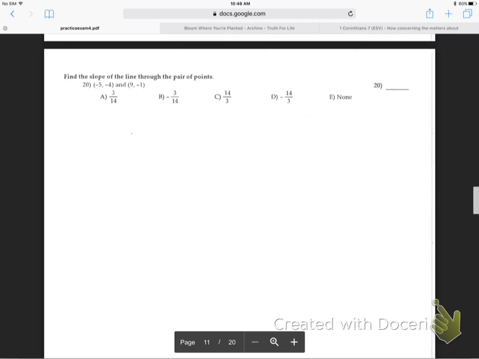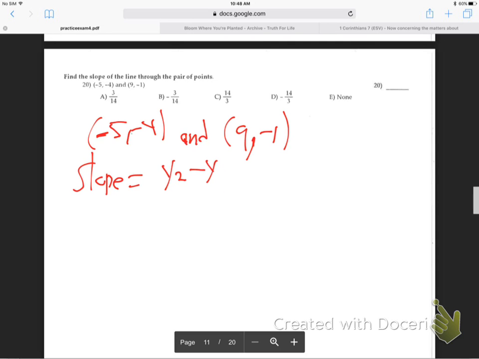All right, number 20. So -5 minus 4, and 9 minus 1. So slope, what's the slope formula? y2 minus y1 over x2 minus x1, right? Because it's rise over run. It's y stuff over x stuff, because y stuff is up and down, which is rise. That's why the y's are on the top.